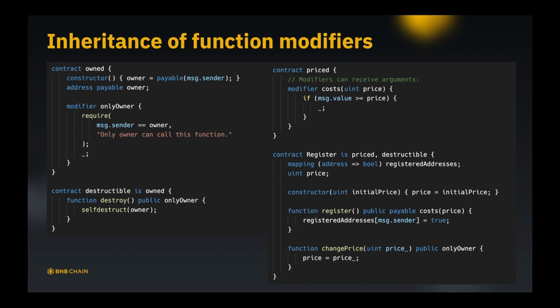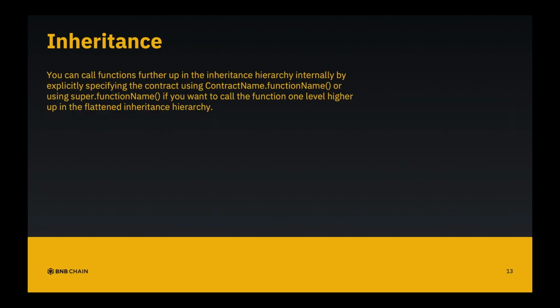So it uses the modifier costs price. What will happen here is it inherited costs from priced. Then it will first check if message.value is greater than price, and then this function will be executed: registered address message.sender is true. Another function it can do is change price, and this can only be done by the owner. So it uses the modifier onlyOwner, inherited from destructible, inherited from owned, and sets price to the new price accordingly.